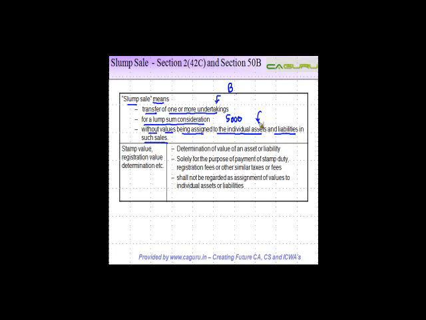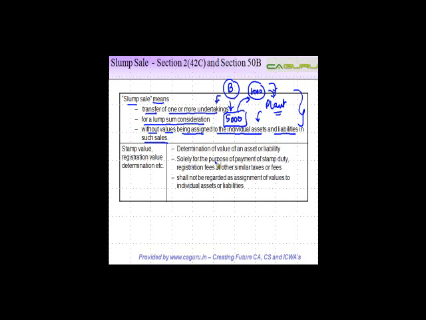I never assigned any individual value to the plant. I did not say that out of this 5,000, 1,000 is towards my plant. So whenever a slump sale happens, the price is a single price. It is never broken down into individual components. If it is broken down into individual components, then it is a sale of assets, not a slump sale. So in a slump sale, you sell a business for a lump sum consideration.